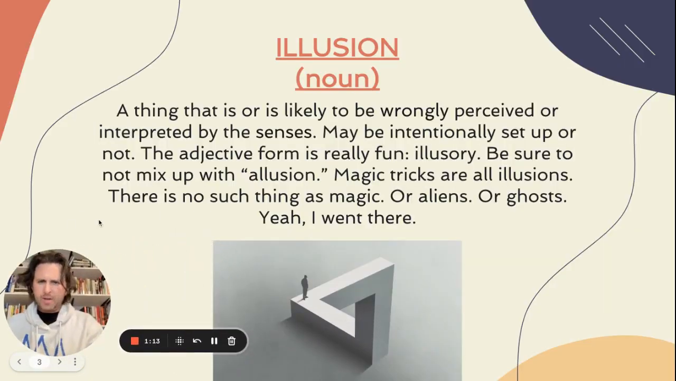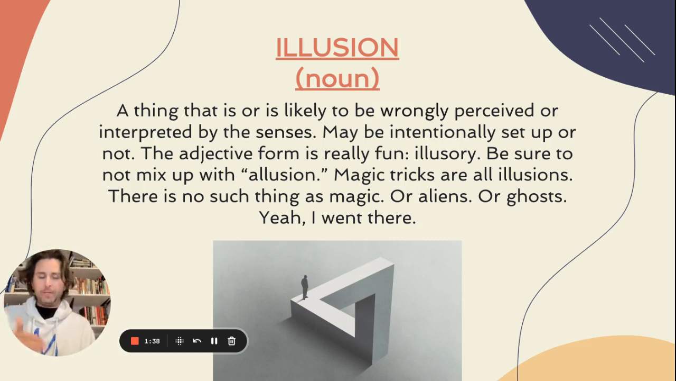So, an illusion. Illusion's a noun. It's a thing that is or is likely to be wrongly perceived or wrongly interpreted by the senses. You think you see something, but it's not really there. Now, these may be intentionally set up or not intentionally set up. Someone can set up an illusion. You think it's one thing, but really it's another. Magic tricks, things of that nature. But it could also be something that no one set up. It just looks like something it isn't.